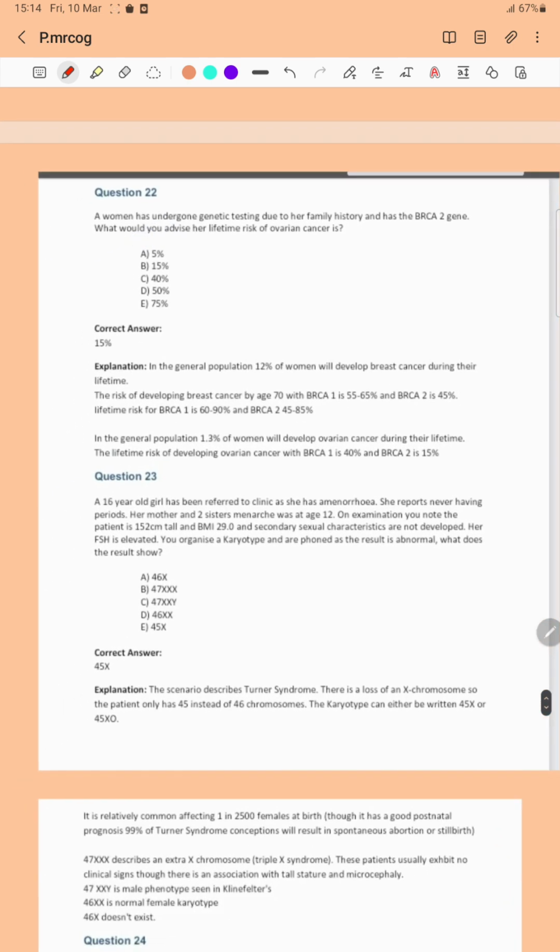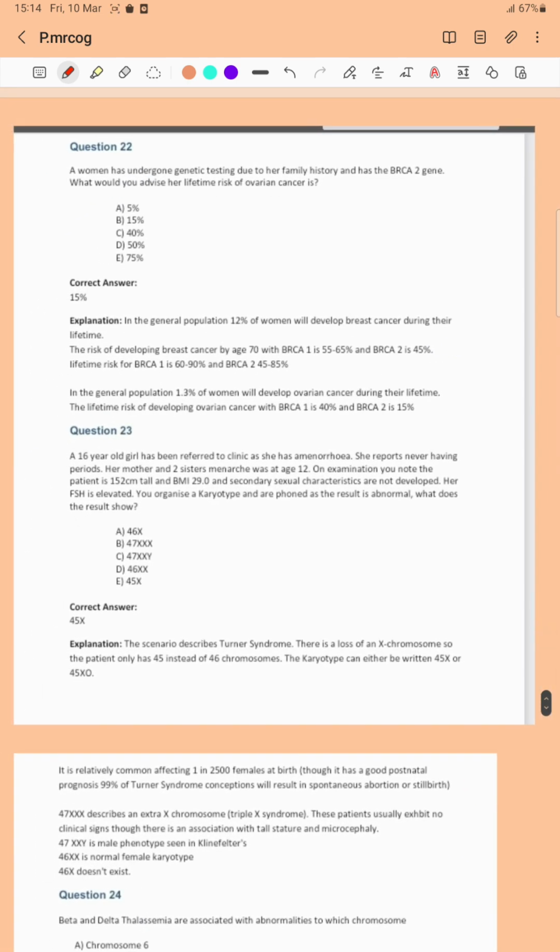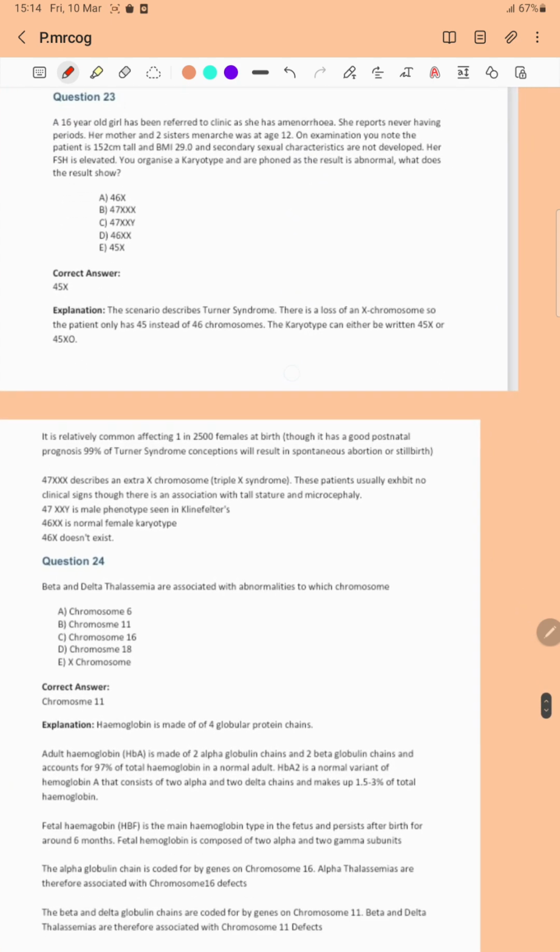So next question, a woman has undergone genetic testing due to her family history with the BRCA2 gene, and what would you advise her the lifetime ovarian risk? So it is 15%, as we just discussed above.